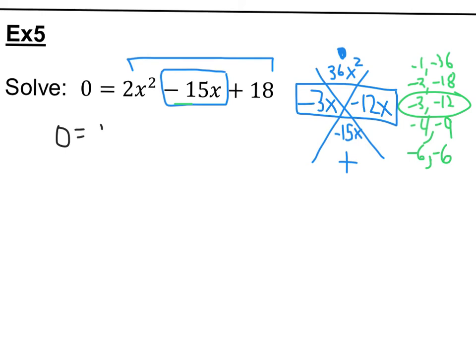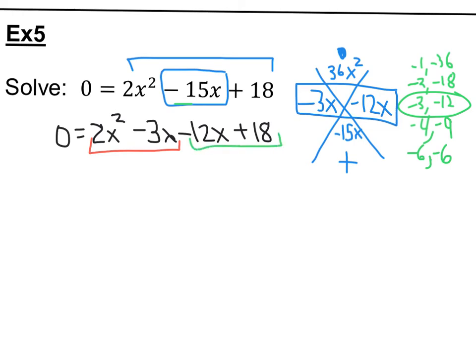So we have 0 equals 2x squared stays as is. Minus 15x is the same thing as what's in our other rectangle. So minus 3x minus 12x and then plus 18. We're going to now factor by grouping. Take the first 2 and take the second 2. We are going to factor out what's in common of the first 2. So I'm going to take out an x. So I'm left with 2x minus 3.